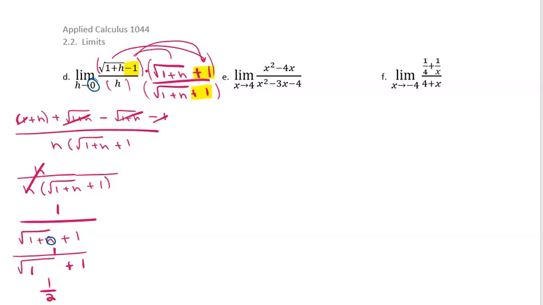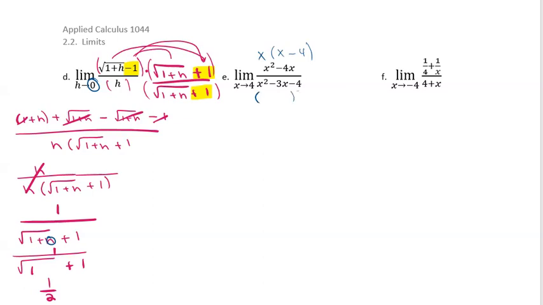Let's try part E. Part E is looking like we should factor. I see some squares, I see some common factors. So let's go ahead and factor. I'm going to pull out an x from the top because the common factor right here is x squared minus 4x. Common factor is an x. So that means I'm hoping to get an x or an x minus 4 from the bottom. Looks like x minus 4 is more likely.